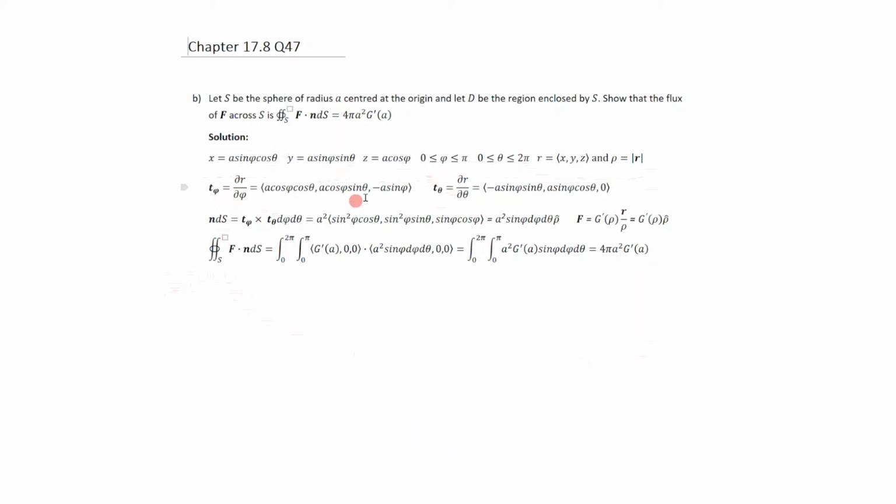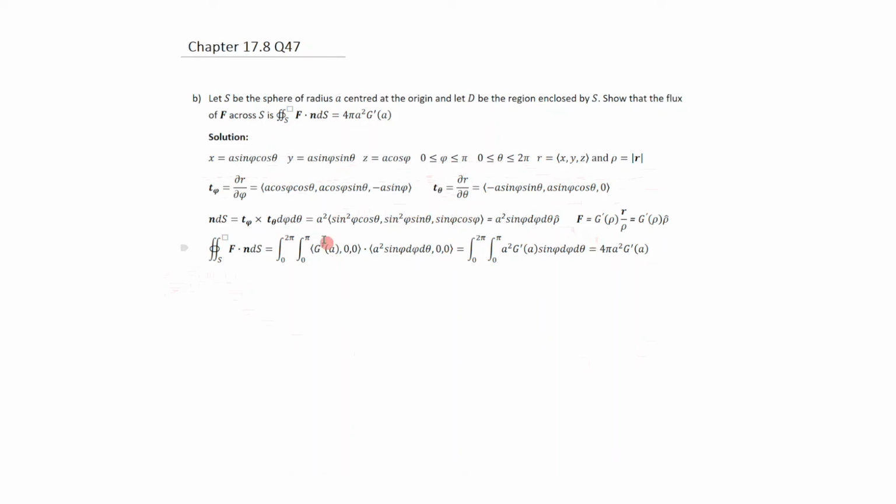And so I've done this here. And for t theta, I end up with this term here. And then take the cross product of the two, d phi d theta, which will be n dS. That's the differential area vector, which is normal to the surface. And if you look at this expression here, this becomes a squared sine phi d theta, and it's pointing in the rho hat direction. So basically in a radial direction.